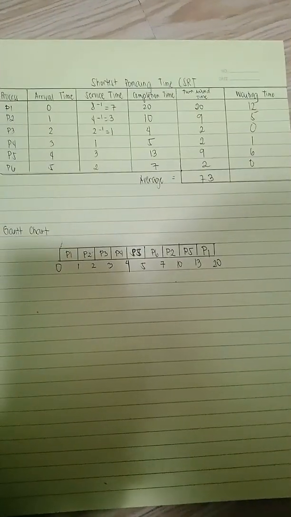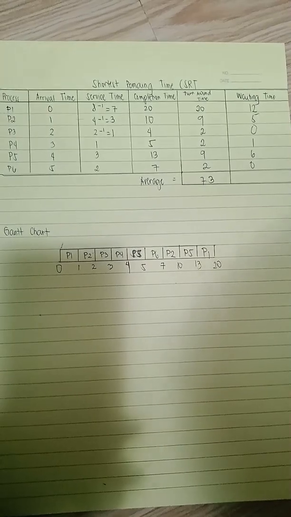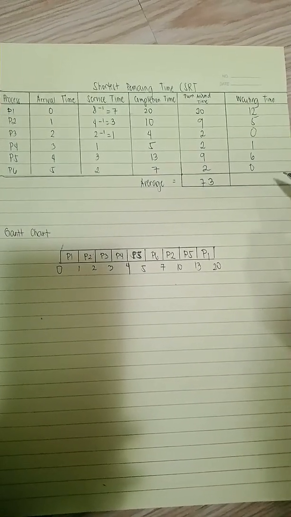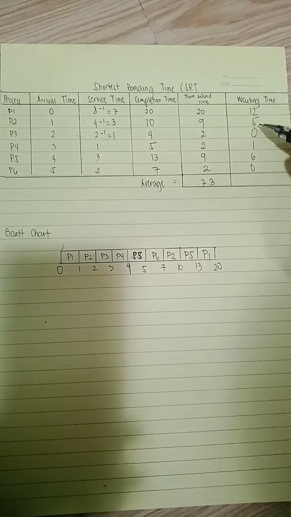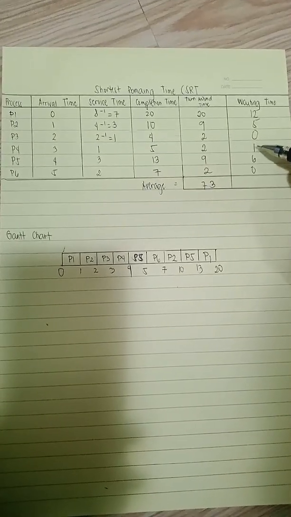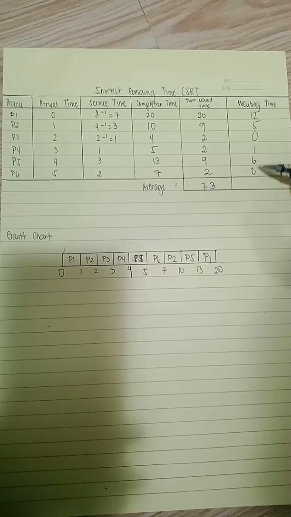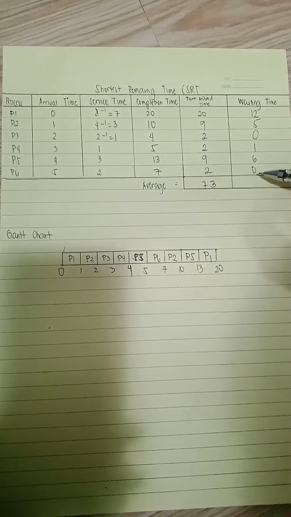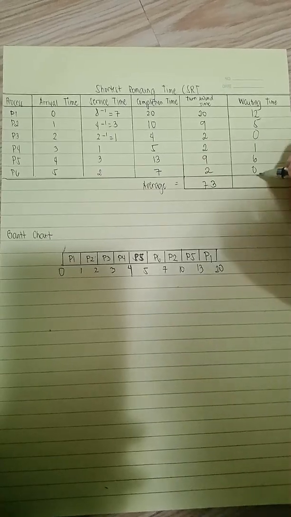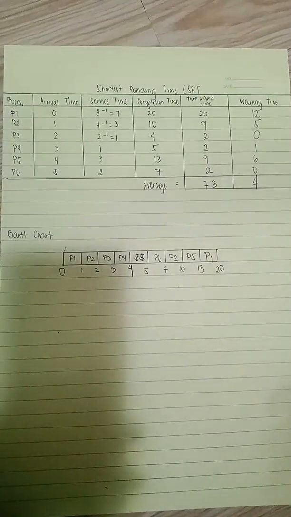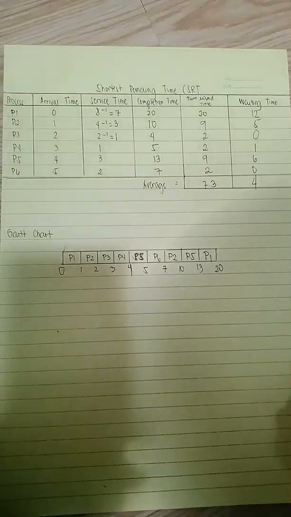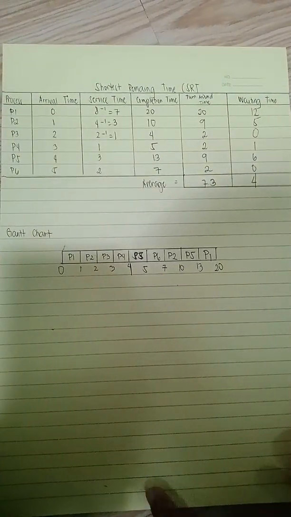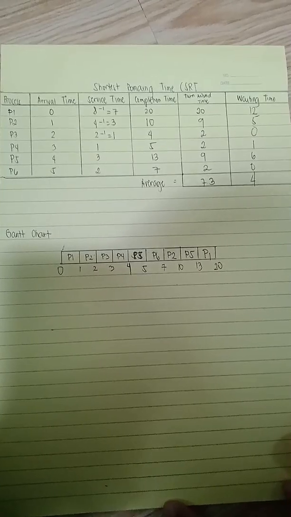To get the average waiting time, add the waiting times and divide by 6. So, 12 plus 5 plus 0 plus 1 plus 6 plus 0 equals 24. So 24 divided by 6 is 4. This is now the average waiting time. And that's all for the shortest remaining time scheduling algorithm.